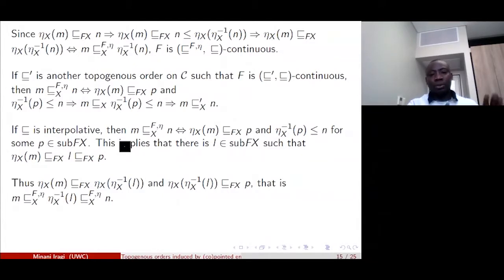And to show that it is the least one, we have to take another topogenous order such that each eta x is continuous. It shows that this order is finer than the old one. That is the last step. And lastly, if the old topogenous order is interpolative, then the newly constructed one is also interpolative. The proof follows from the fact that each eta x is in it, and the old one is interpolative.